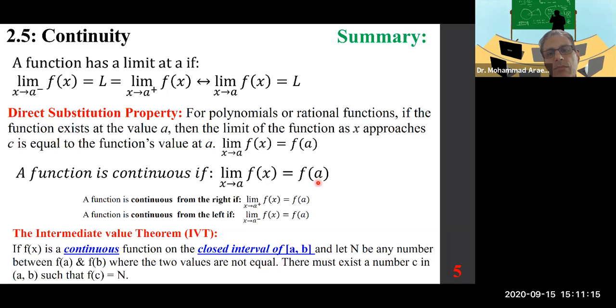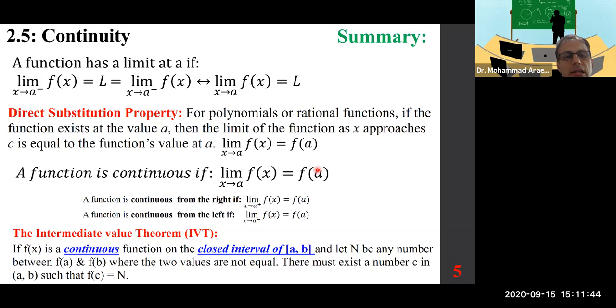I want you to look at this one. This is the synopsis of the whole thing. Limit exists and it's equal to the functional value. And that's all there is to it. So, and we do the direct substitution because every function that we have studied is considered continuous as far as the course is concerned in its entire domain, meaning we should be able to come up with it.